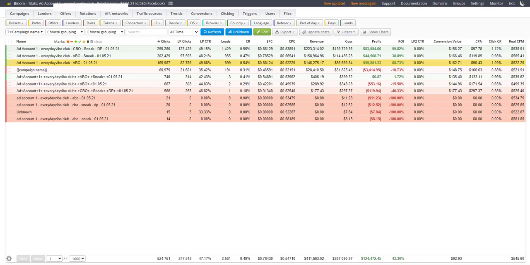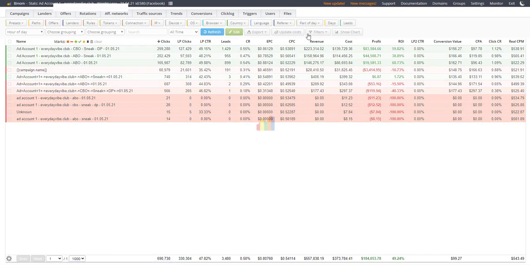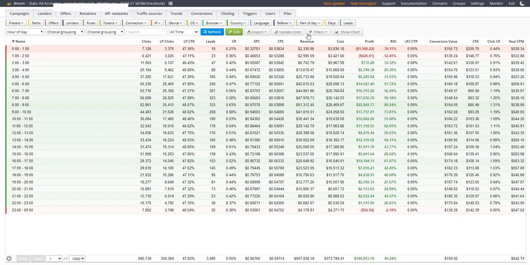All right, so let's jump back to the tracker real quick, because I want to break down some other stuff for you. And in fact, I can do it right here. So while we're in the tracker, let's break down the hour of the day. And we can get a bit of an insight as to how we're looking at the hour of the day, right?